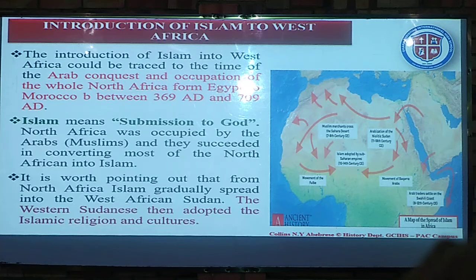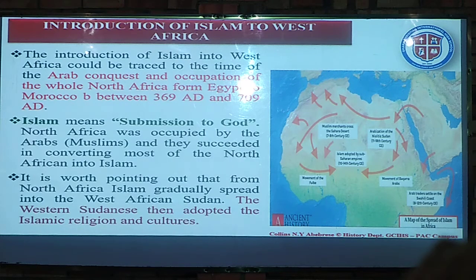Now let's take a look at the introduction of Islam to West Africa, how the Islamic faith got introduced into West Africa. The introduction of Islam into West Africa could be traced to the time of the Arab conquest and occupation of the whole of North Africa from Egypt to Morocco between 369 AD and 709 AD.